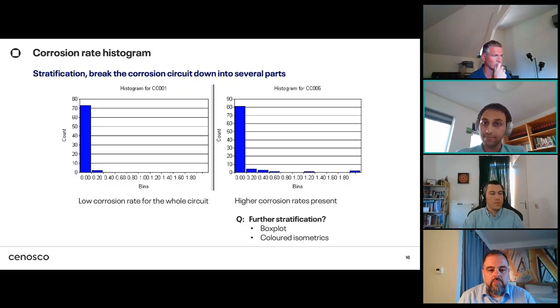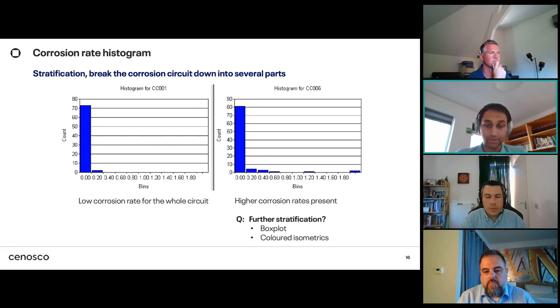And once we have visualized how it looks for the larger circuit, what you would do as a next step is stratify the circuits into several parts. For instance, on the left-hand side, you see the histogram with a low corrosion rate for the whole circuit, so it's not as varied as it is on the right side. On the right side, the histogram shows a highly varied corrosion rate for the larger circuit. And at this point is where you would ask, is further stratification needed?